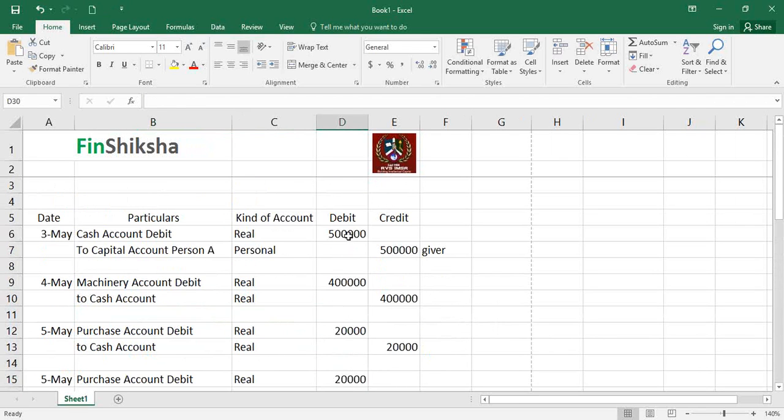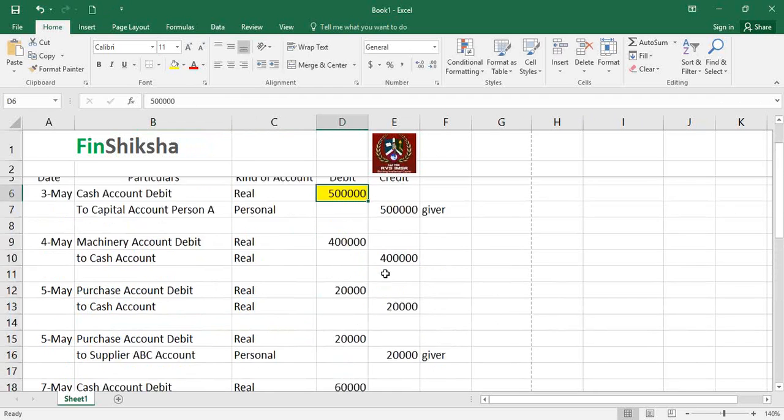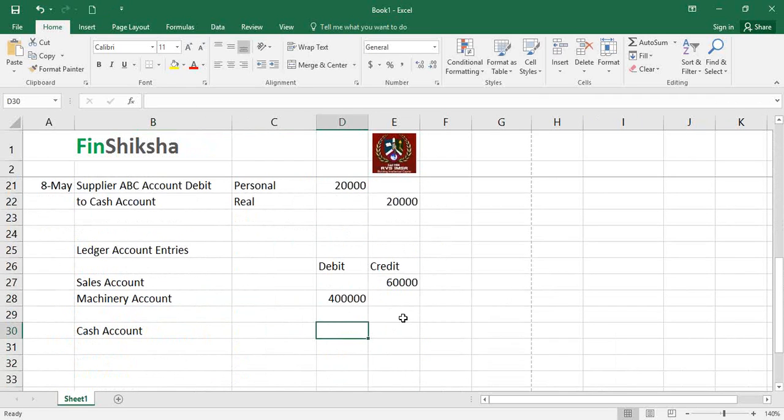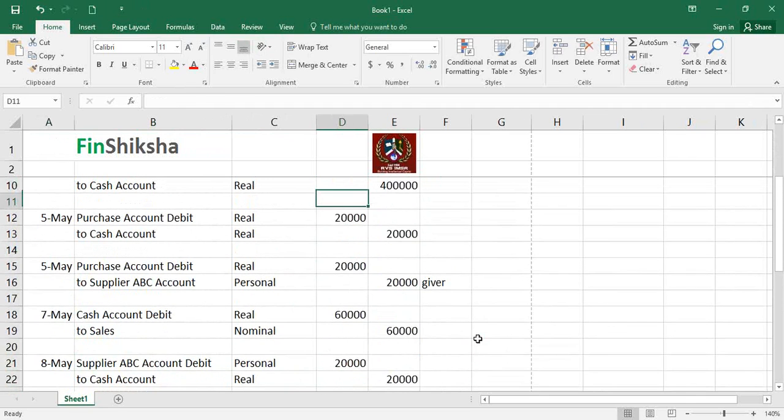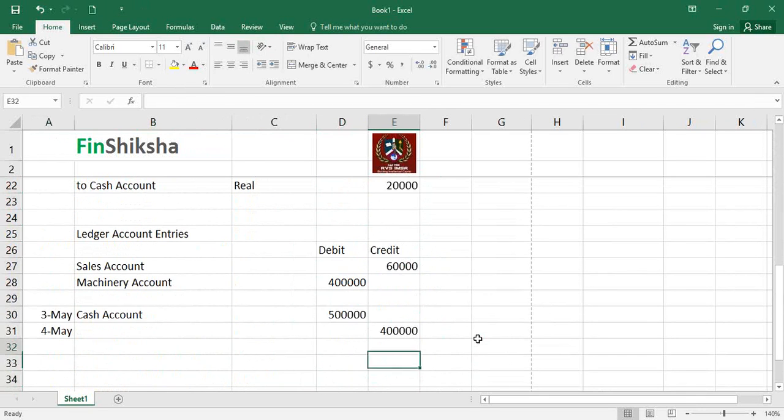So initially the cash account starts with a debit here. I'm going to color this so that we know we've used that. Cash account gets debited 5 lakh on the 3rd of May. Then on 4th of May, the same cash account gets credited for 4 lakh. Then we look at 5th May, cash account credit. That's a 20,000 credit again here.